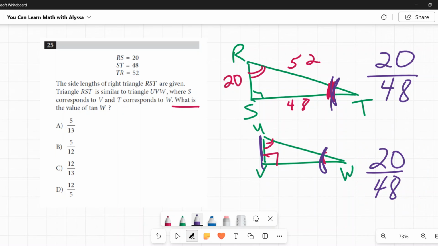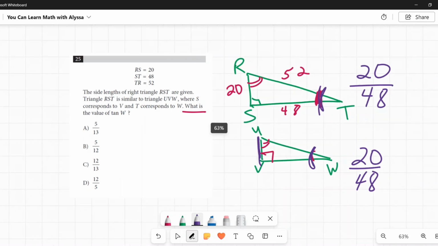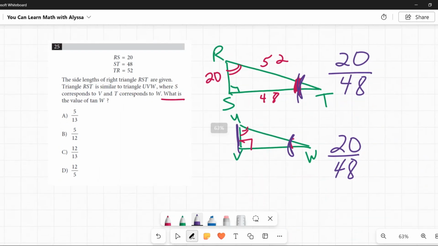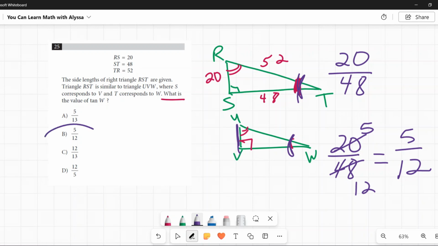But this has not been simplified. 20 over 48, they're both divisible by 4. So let's simplify this fraction. 20 divided by 4 gives me 5. 48 divided by 4 gives me 12. So 5/12 is the ratio of opposite to adjacent side for this angle. And it's going to be the same for T and W. So I'm looking for 5/12. There it is. B. That is my answer.